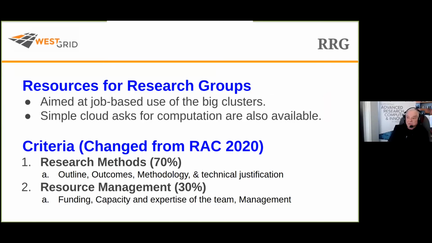So, Resources for Research Groups is aimed at job-based use, and you can ask for cloud resources in RRG, but that's more for supported computation. So it's aimed very much at the big clusters. The criteria have two categories: research methods and resource management. Research methods is 70%, and resource management is 30% of the score.